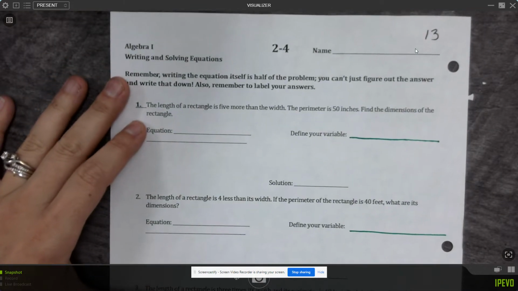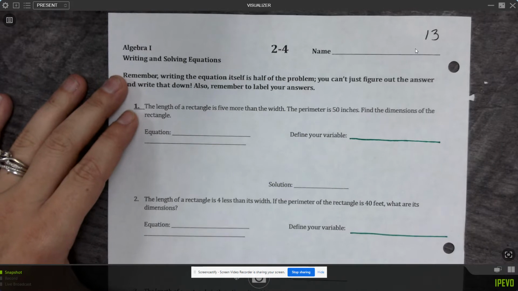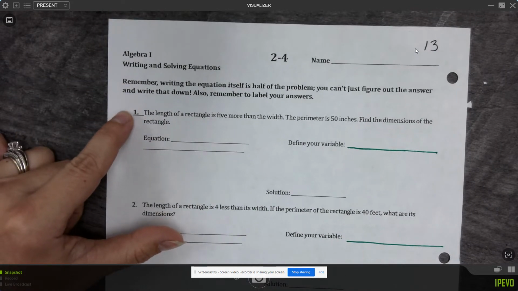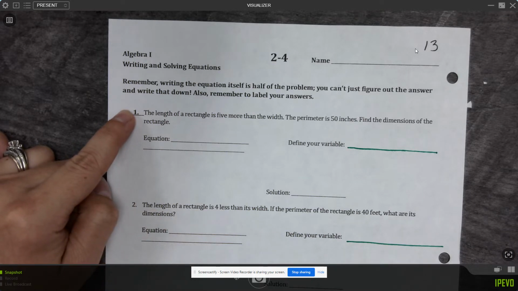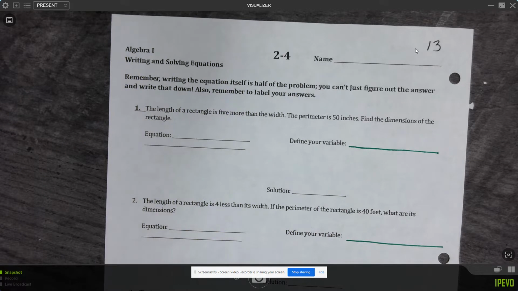First thing you're going to want to do is read your problem. So this first one says the length of a rectangle is 5 more than the width. The perimeter is 50 inches. You're going to find the dimensions of the rectangle. Now on your quiz, you have to have a few things. You have to define your variables. You have to have an equation. And then you have to have a solution. And ideally, between your equation and your solution, you have some work, so that way I can give you partial credit. But you have to have equation, define your variables, and solution.